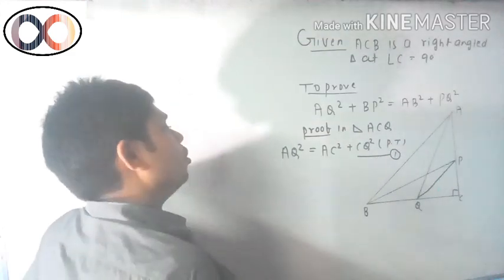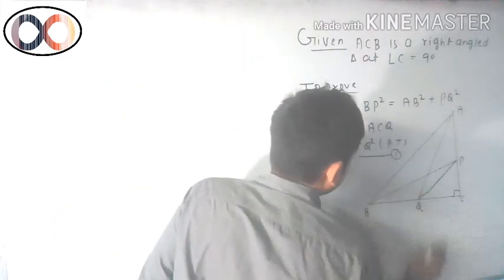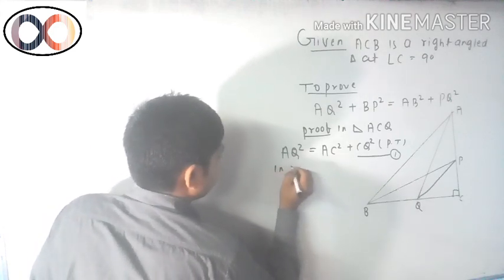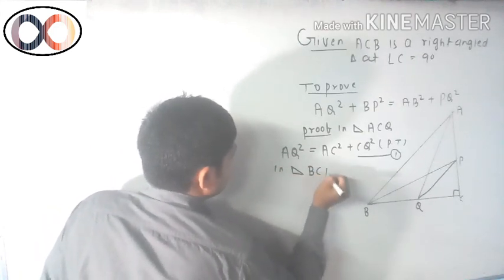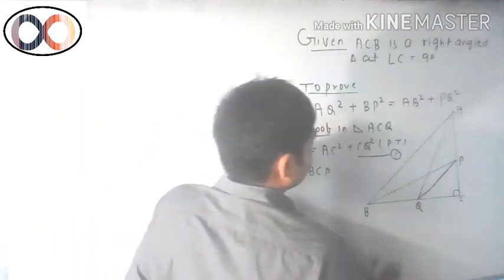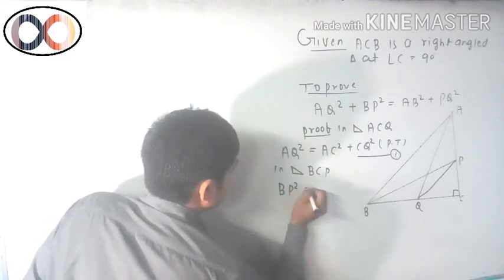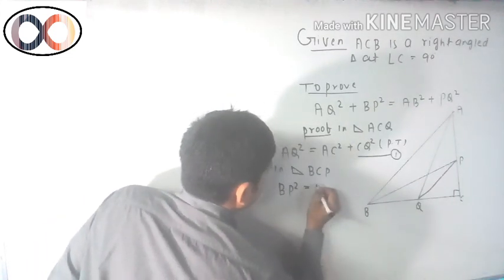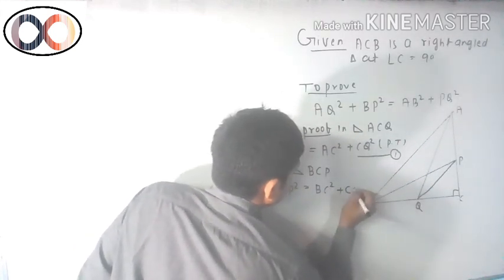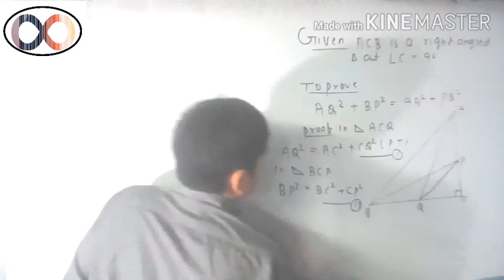Now we need BP square. That's why we will take triangle BCP. So in right angle triangle BCP we need BP square. BP square equals BC square plus CP square. This is due to Pythagoras theorem. You can write it as equation 2.